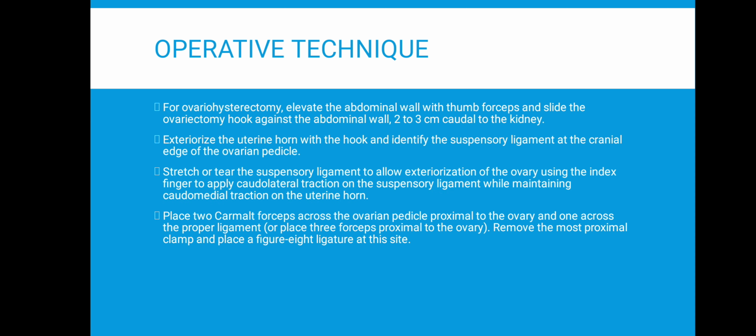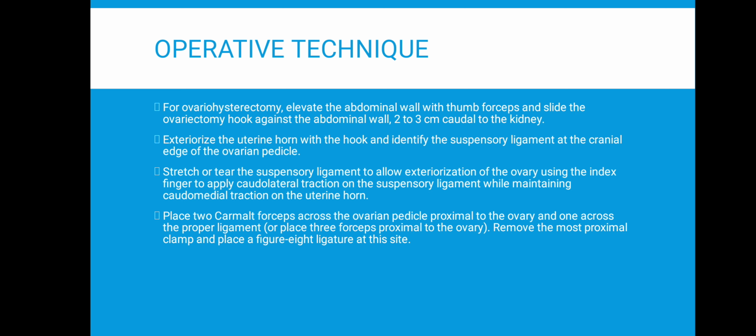For the operative technique, first, for the ovariohysterectomy, elevate the abdominal wall with thumb forceps and slide the ovariectomy hook against the abdominal wall, 2 to 3 cm caudal to the kidney. Exteriorize the uterine horn with the hook and identify the suspensory ligament at the cranial edge of the ovarian pedicle. Stretch or tear the suspensory ligament to allow exteriorization of the ovary using the index finger to apply caudolateral traction on the suspensory ligament while maintaining caudomedial traction on the uterine horn.